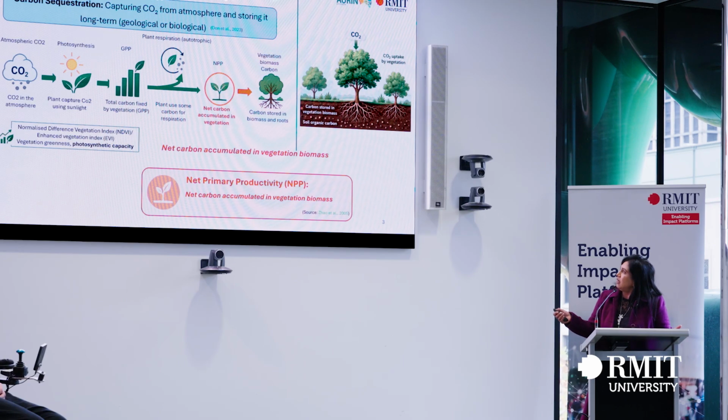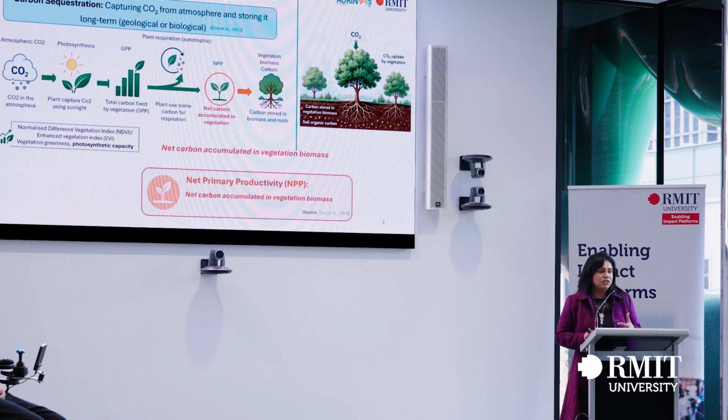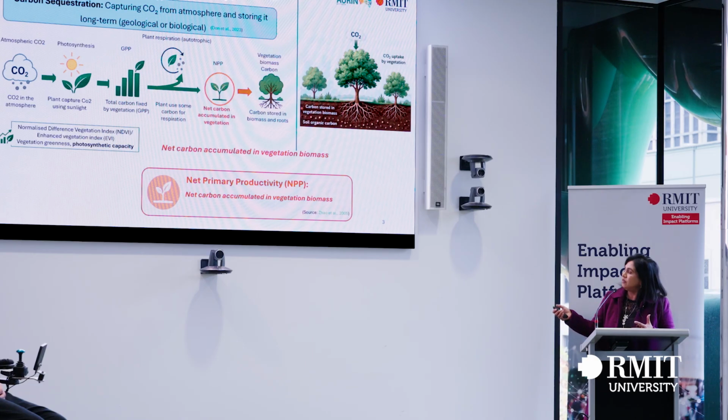So net carbon accumulated in vegetation happens after the photosynthesis process and respiration. So that is the proxy we used in this study, which is called net primary productivity, or NPP, to estimate the vegetation carbon sequestration.